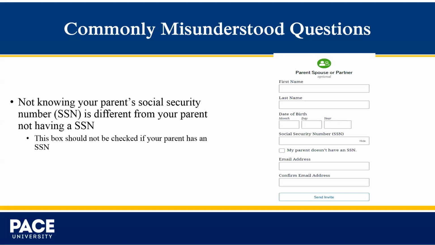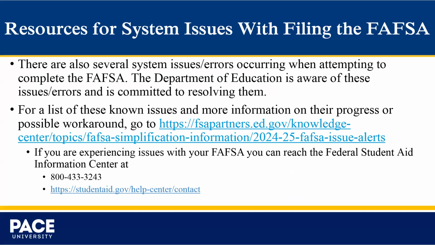For our last question, I want to bring to your attention this area here. Many students are checking this box even though their parents have social security numbers. Not knowing your parent's social security number is not the same as your parent not having one. If your parent has a social security number, do not check this box. Ask your parent for their social security number if you don't happen to have it on hand.